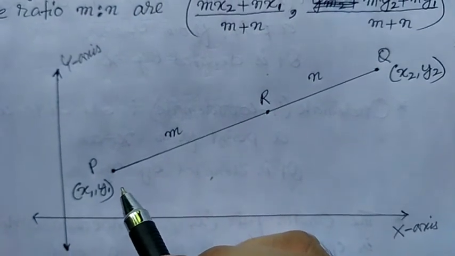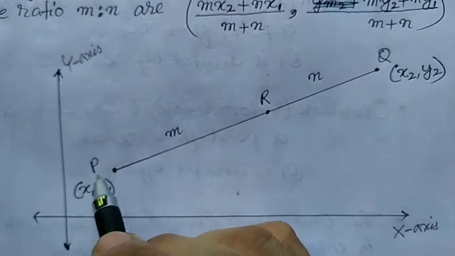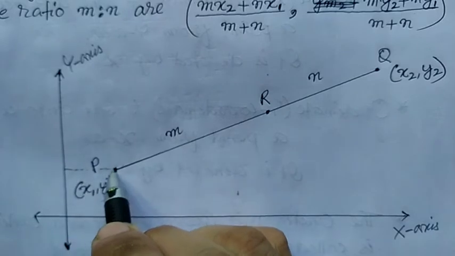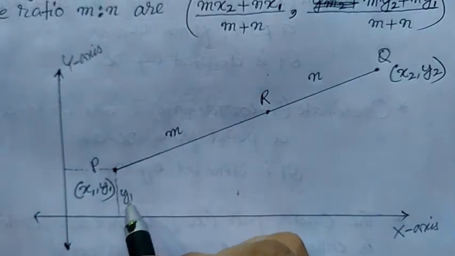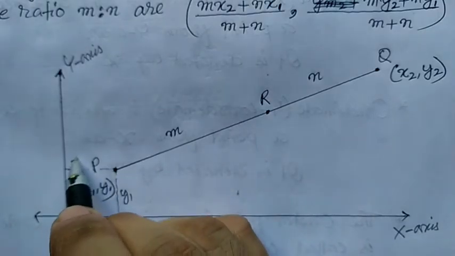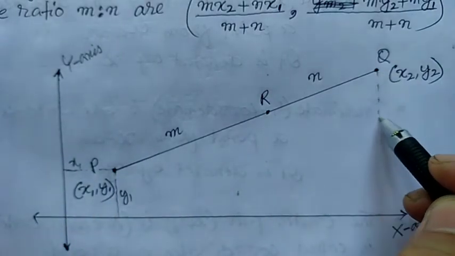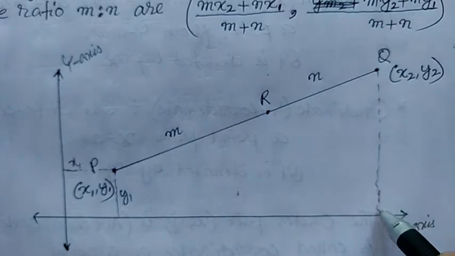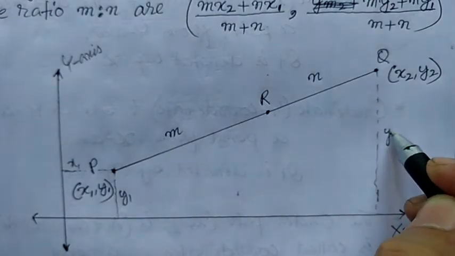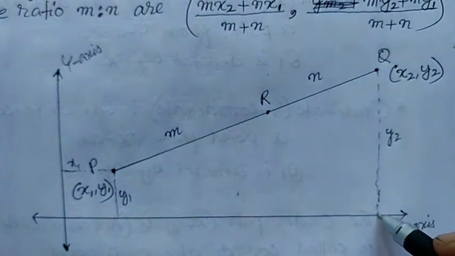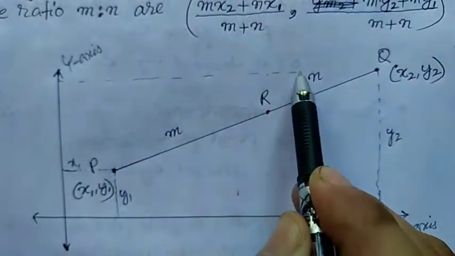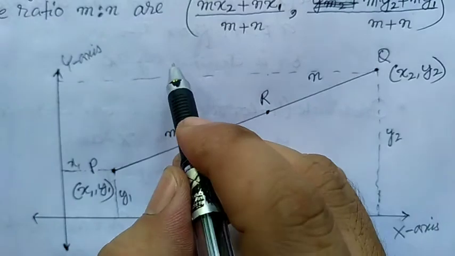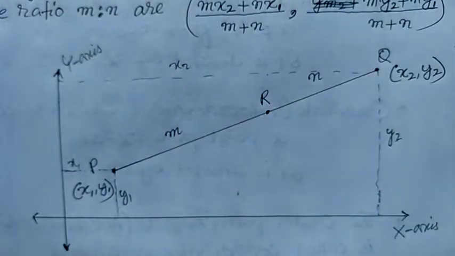This means this point P is x1 away from the y-axis and y1 away from the x-axis. Like that, this Q is (x2, y2). What is the meaning? This distance is y2, which is the distance of point Q from the x-axis, and the distance of the same point Q from the y-axis is x2.